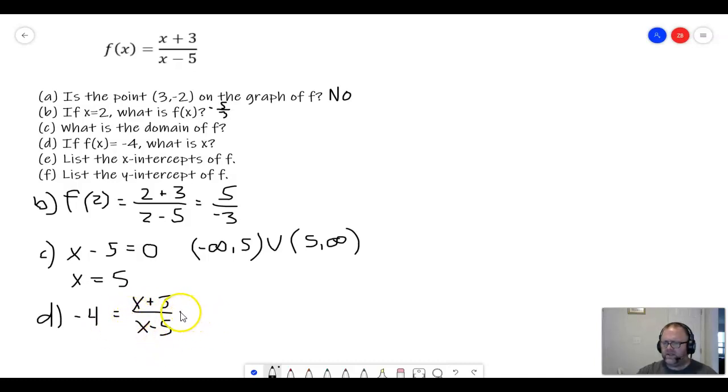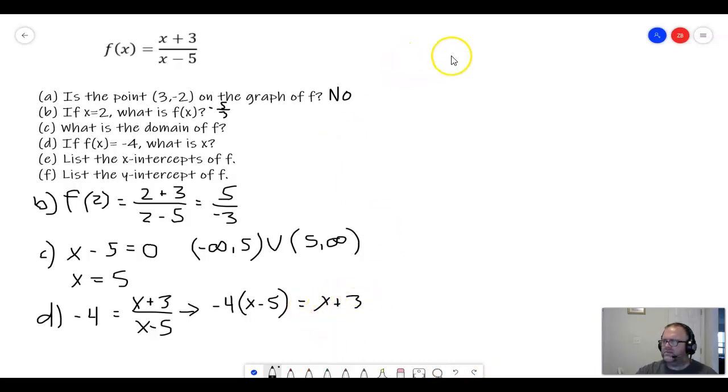So the first thing I'm going to do is multiply both sides by x minus 5. And that'll get rid of this denominator on the right. So if I multiply both sides by x minus 5, on the left I'm going to have negative 4 times x minus 5. And on the right, I'm just going to have the x plus 3 because the x minus 5s will cancel out. And then I'm just going to solve from there.